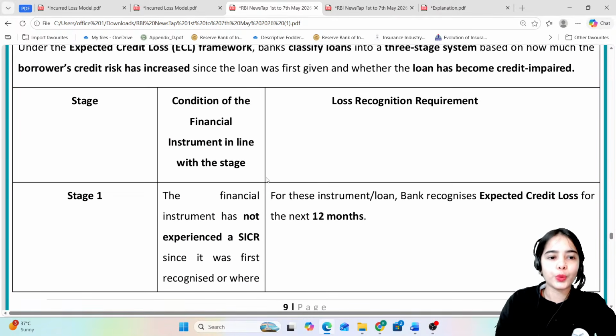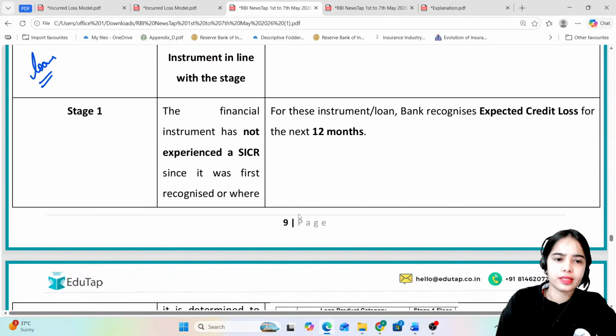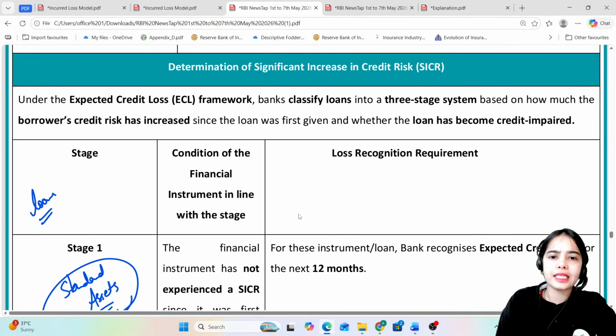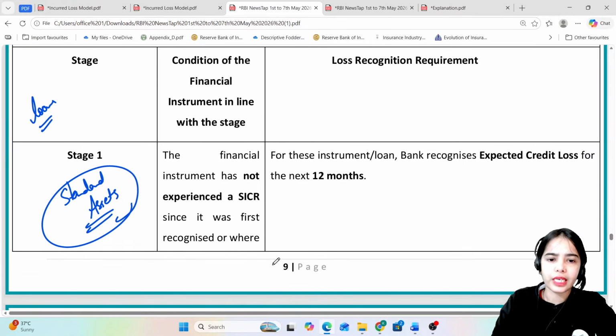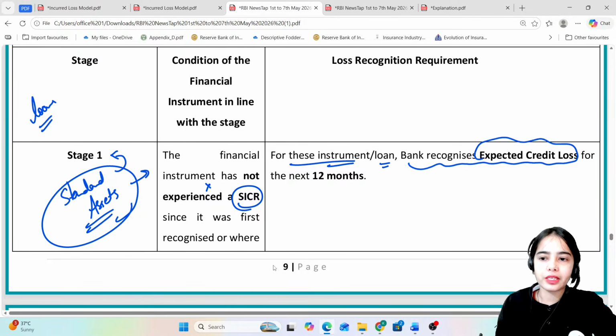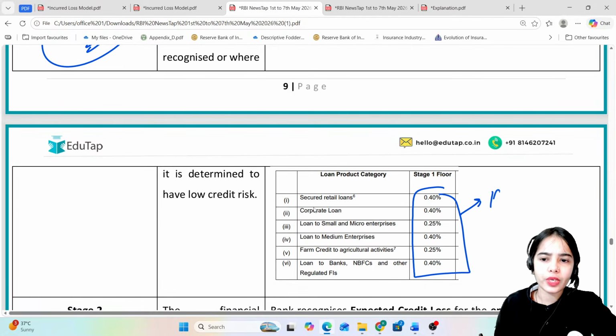So basically the loans will be divided into three stages: stage 1, stage 2 and stage 3. Stage 1 is the standard assets. That means these assets do not have any significant increase in credit risk. So in the case of standard assets, they will be kept under stage 1. There is no significant increase in credit risk, and for these instruments or loans, the bank recognizes the expected credit loss for the next 12 months. So basic provisions will be maintained for the next 12 months.